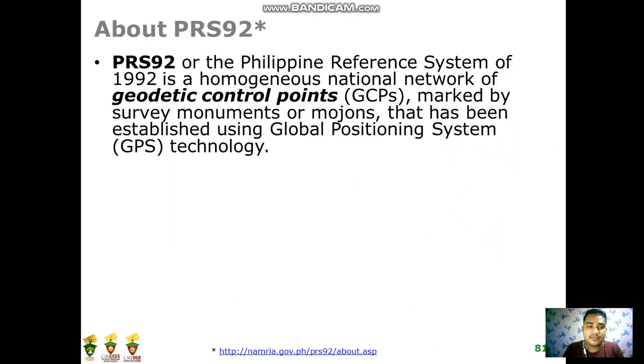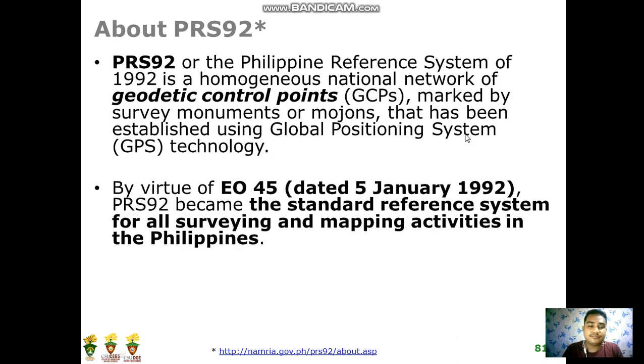So here are additional notes for PRS 92. So PRS 92 or the Philippine Reference System of 1992 is the homogeneous national network of geodetic control points or GCP marked by survey monuments or muhons that has been established using GPS technology. So ang pag-establish ani niya, so since same naman siya nga station sa katong Luzon datum 1911, but ang kaning si PRS 92 is occupied by siya or established na siya using GPS technology.